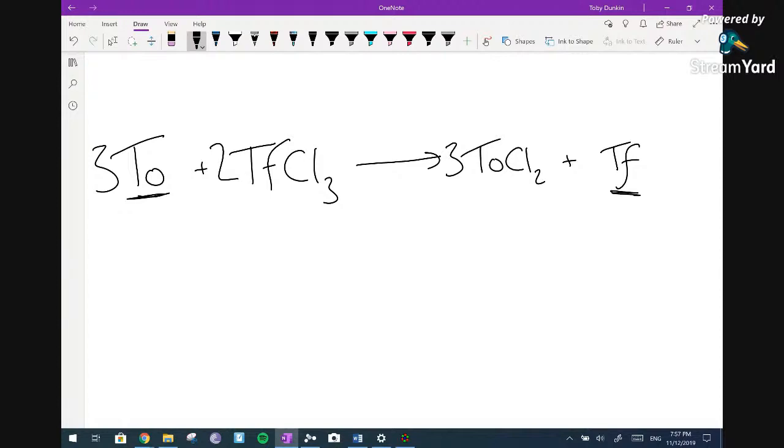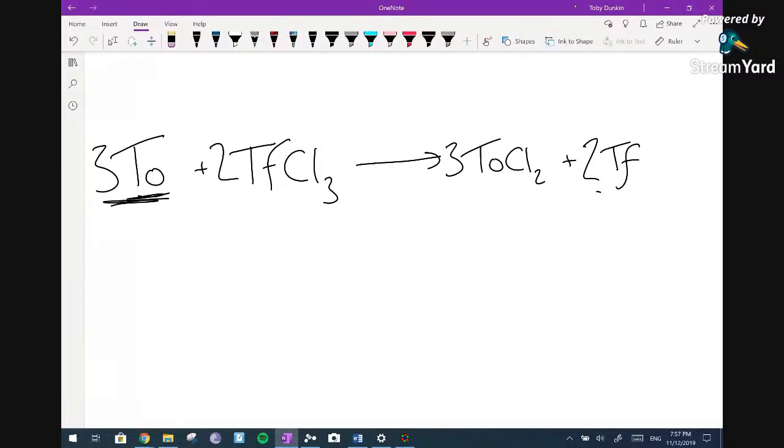3 tridoniums, 3 tridoniums. 2 tifoniums. Oh, 6 chlorides. Okay, so there's my balanced equation.